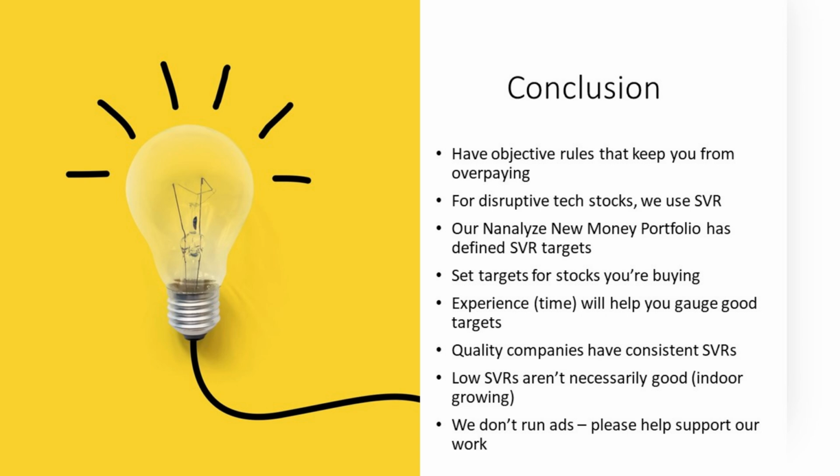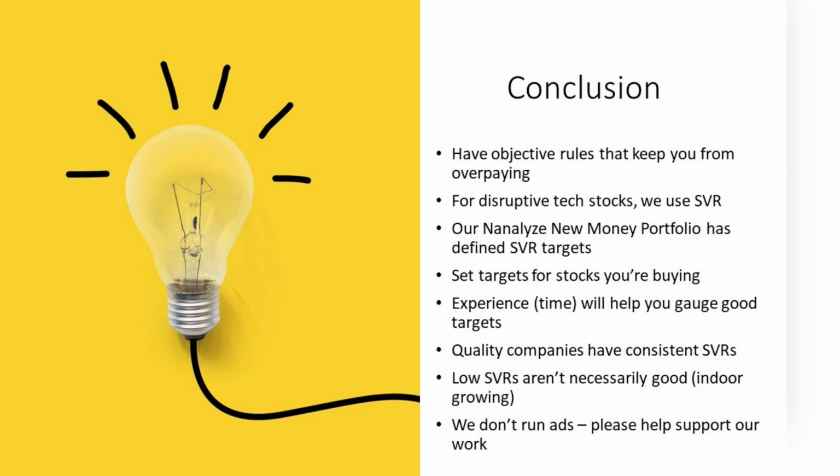Experience, which is really time, will help you gauge good targets. That's why we didn't need to use averages to understand that Snowflake under 20 was where we would want to buy. It doesn't mean Snowflake's not going to go down to 10. It just means that we have that target, we utilize it, and over time, the important thing is that we're not overpaying. Note that low SVRs aren't necessarily good.